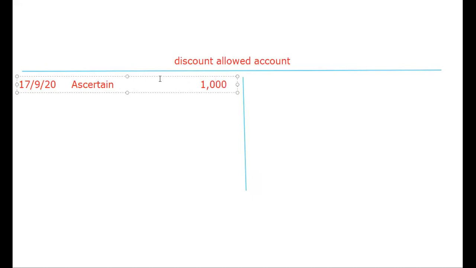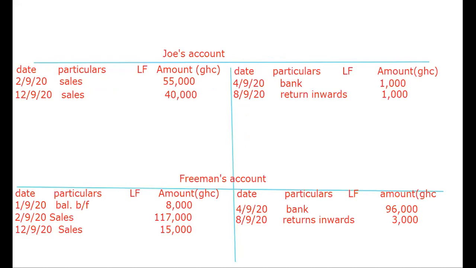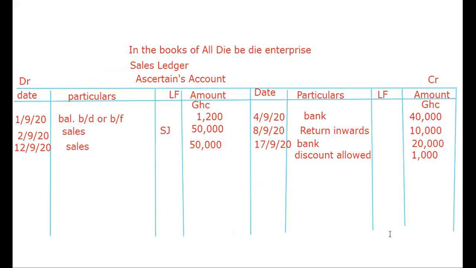So double entry has been fulfilled. Any other? I just want to balance off one account so that you can see. And Freeman, we also give Freeman a discount. Okay, so let's finish with Ascertain. Is there any Ascertain account again? Madam, no. Okay, so we want to balance off.